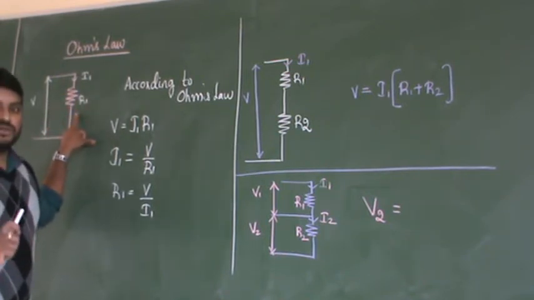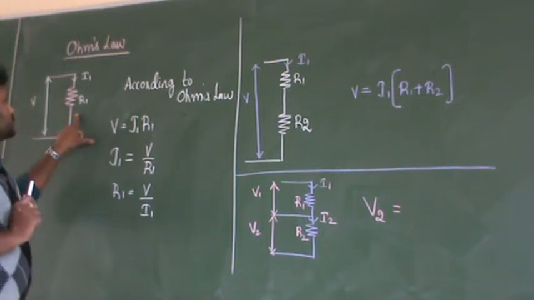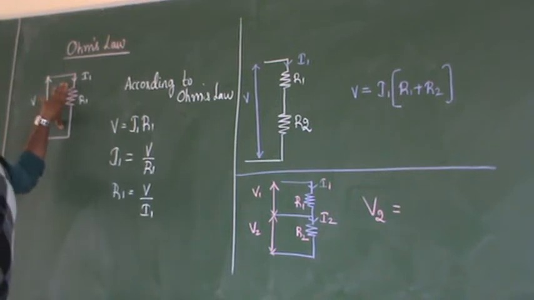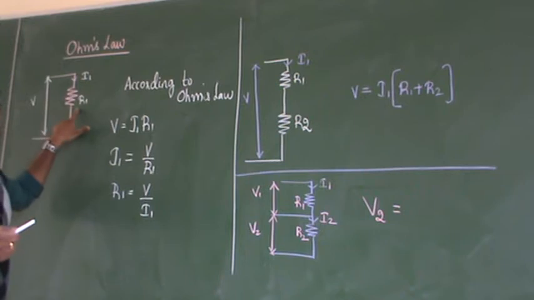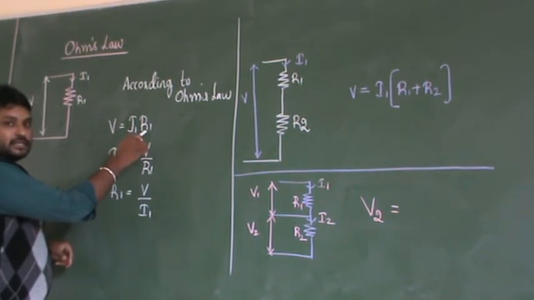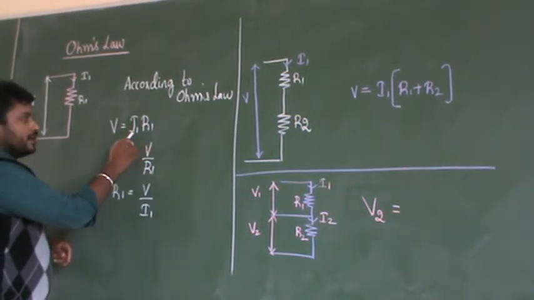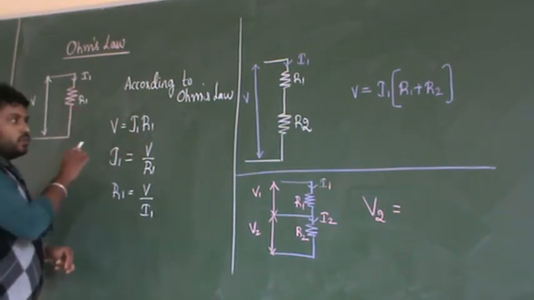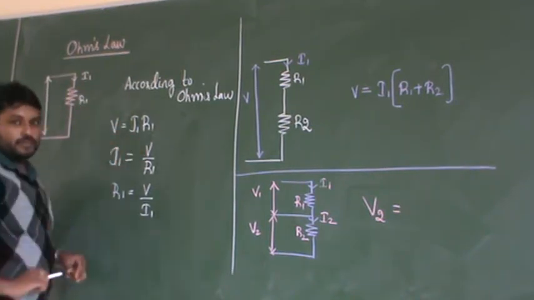I repeat the definition of Ohm's law, it is very important. The voltage across the resistor is given as the product of the current flowing through the resistor and the value of the resistor. So that's what I have written. V is equal to the product of current and resistance. Current is represented as I1 and the resistor is represented as R1. So V = I1 × R1.